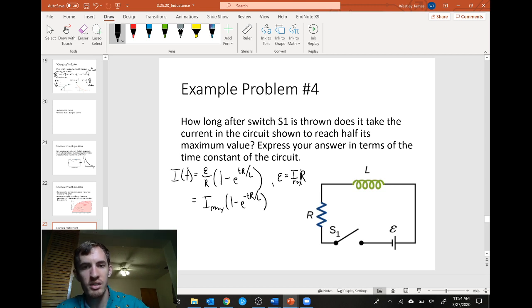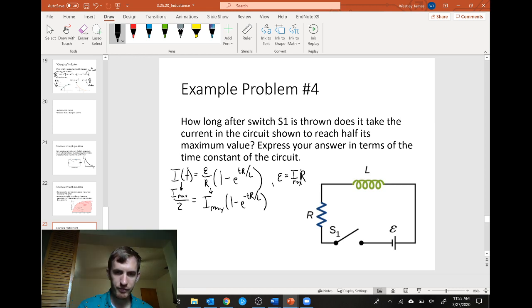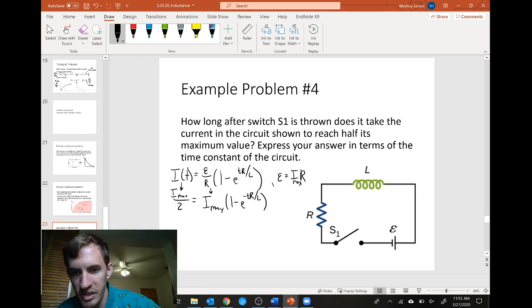So the question is, how long does it take for the current to reach half its maximum value? So what is I of t going to be? Well, it's going to be I max divided by 2. At some time, the current has reached half of its maximum value. So that's what this problem is saying. When it's half its maximum value, well, that means this is half of its maximum value. So all I did was I changed from this to this, and I of t is that. So we can see here the I maxes actually end up canceling.